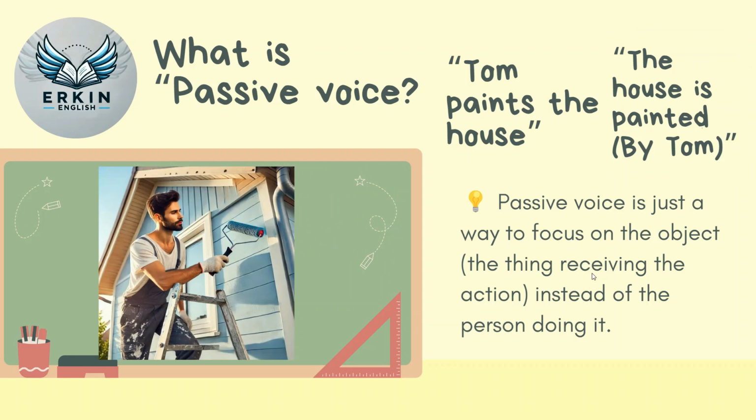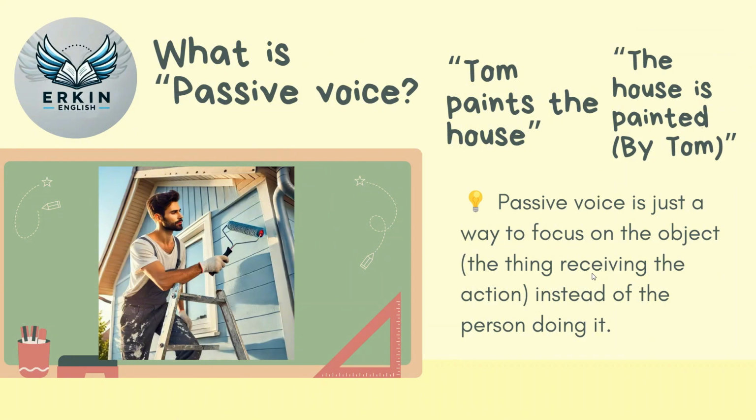Let's start with a simple question. Who is more important? The person doing the action or the action itself? Sometimes we care more about the action. For example, imagine you're watching the news and they say "the new shopping mall was built in the city." Notice how they didn't say who built it. That's because the important thing is that the mall exists now. It doesn't matter who exactly built it. So passive voice is when we focus on the object of the action instead of the person doing the action.